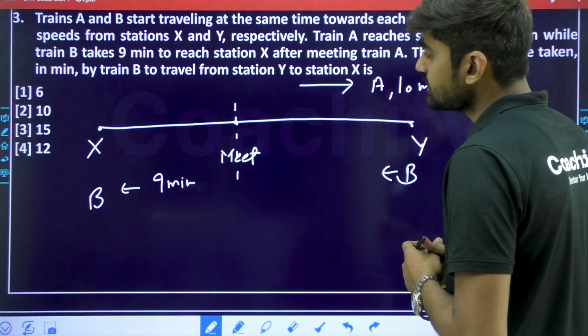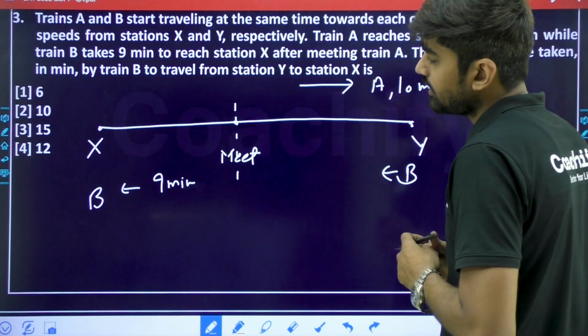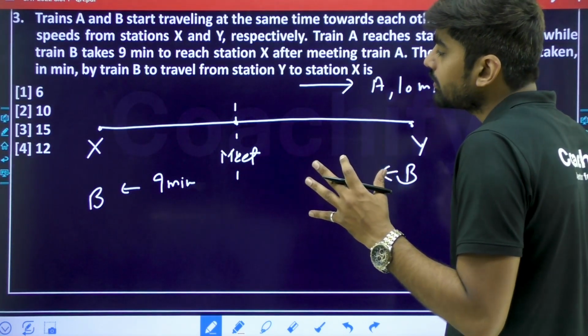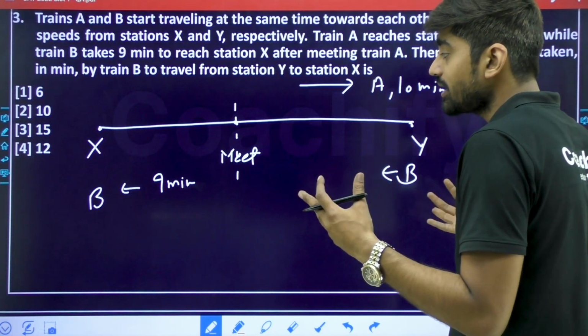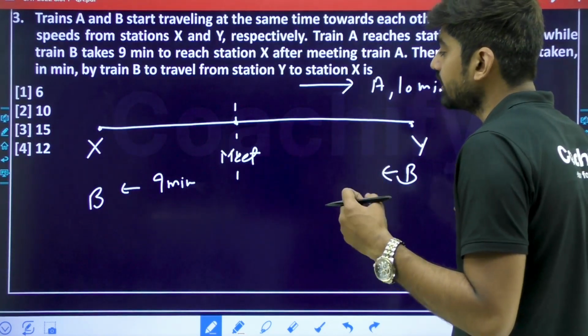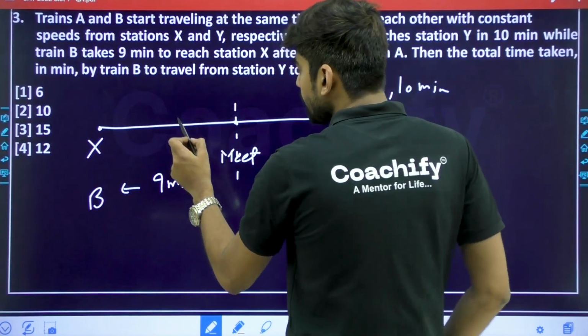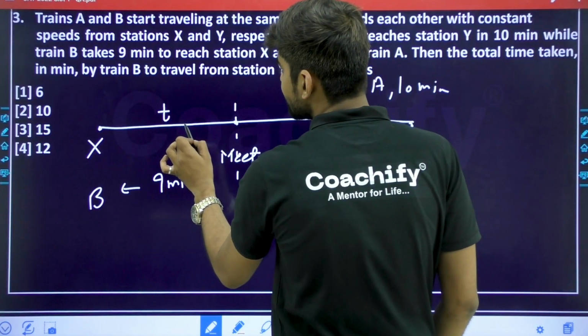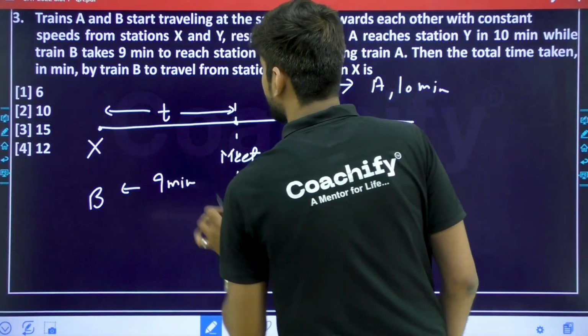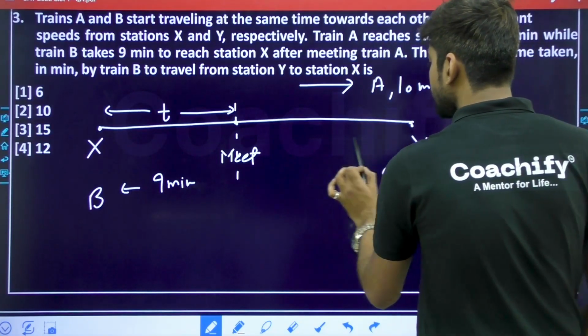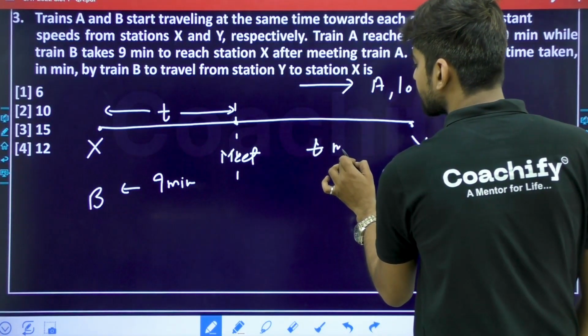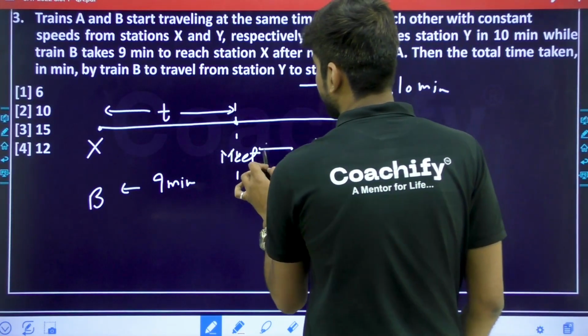Now, since they have started simultaneously, the time taken by the two should be the same. Which time taken? The time taken to meet. T meet should be the same for the two. So let's say train A took t minutes till here. At the same time, train B took t minutes till here.